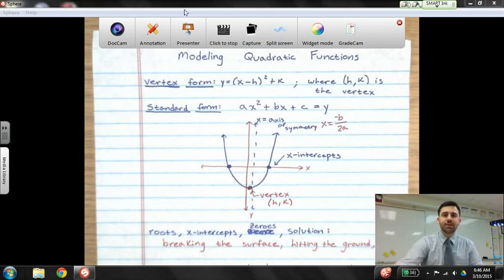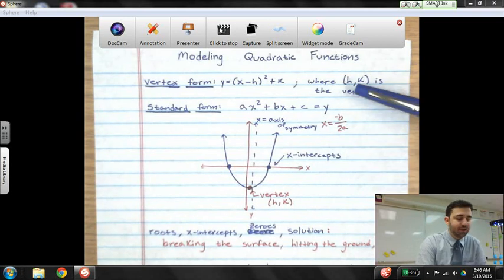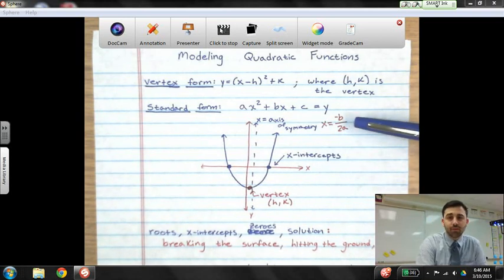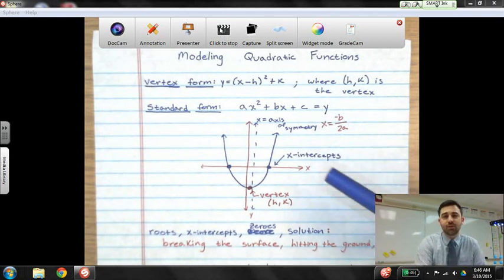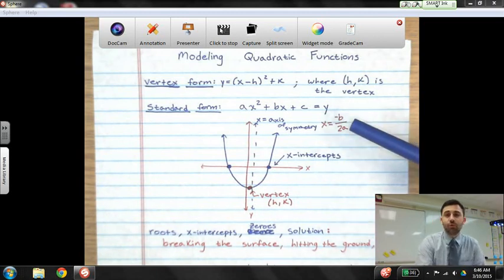In this video, we're going to talk about modeling quadratic functions. Recall the vertex form and standard form of a quadratic, because when we model these quadratic functions, it'll either be given to us in these formulas or we have to put them in these formulas. Either way, it's important to remember these two and what they give us.